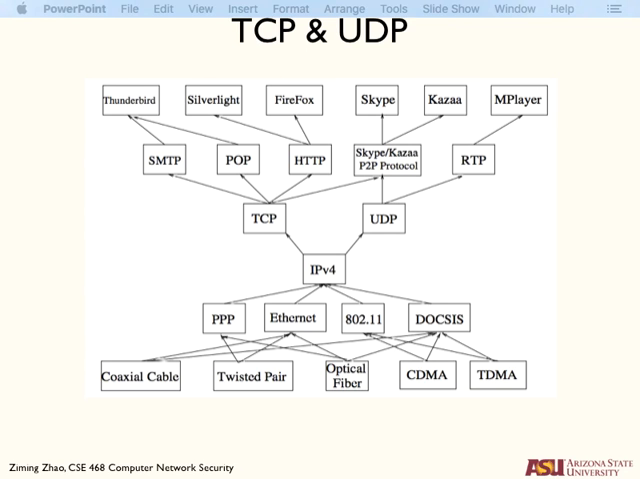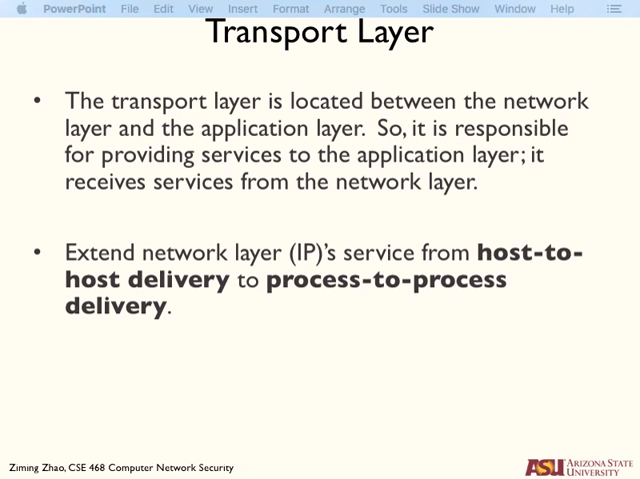If you remember this hourglass shape TCP/IP protocol suite. Sorry, something popped up. So the transport layer is located between the network layer and the application layer. So obviously, it is responsible for providing service to the upper layer, the application layer, and it receives services from the lower layer, the network layer. It will also parse the message sent from the lower layer, the IP packets, and figure out if it's a TCP segment or a UDP datagram.